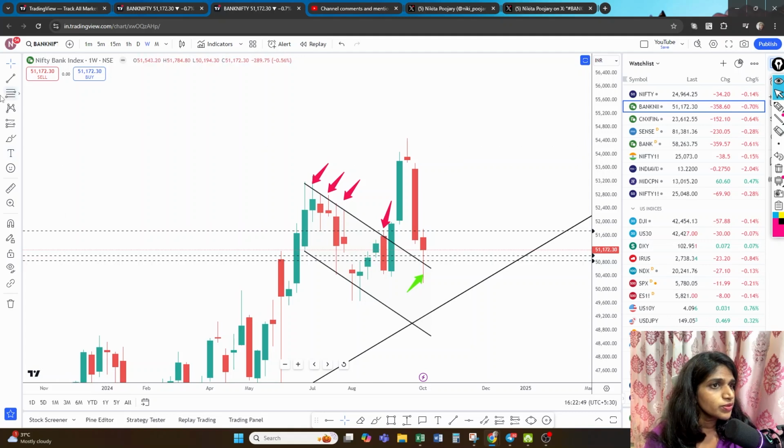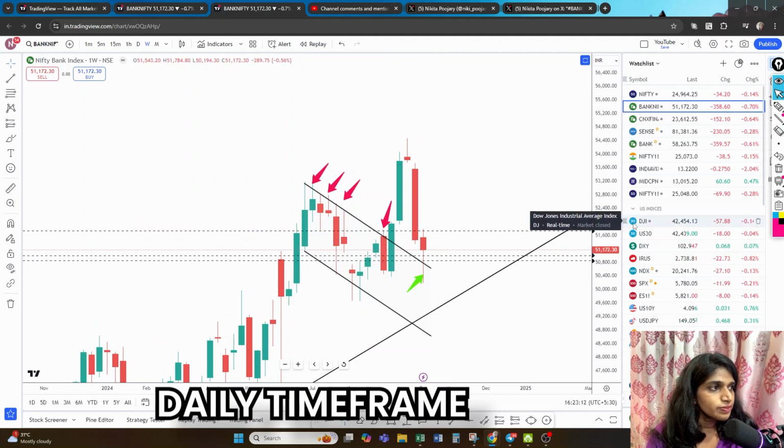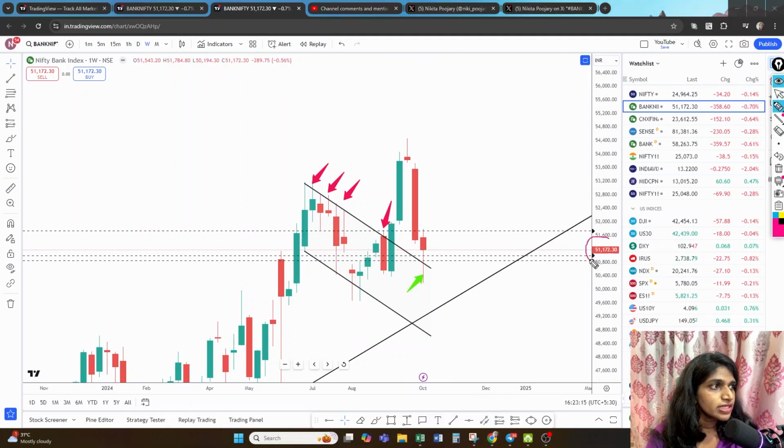One thing that you need to appreciate is this particular weekly low. The weekly low was around 50,194, and look at the weekly closing, it is 51,174, which is roughly 1,000 points higher from its low. This also shows that buyers somewhere managed to push the prices up by almost 1,000 points. And one important thing is that it never closed below the 51,000 mark on a weekly basis.